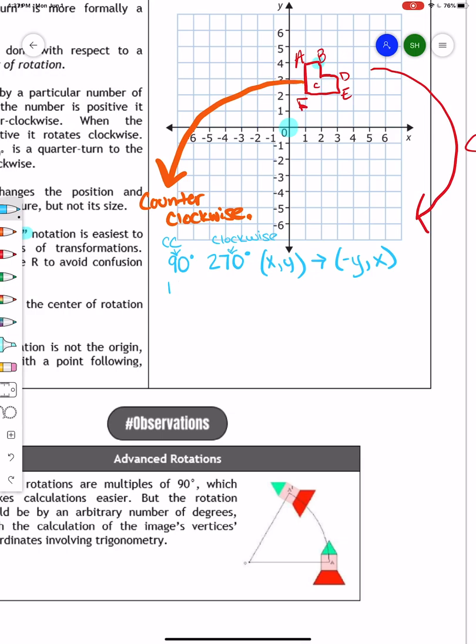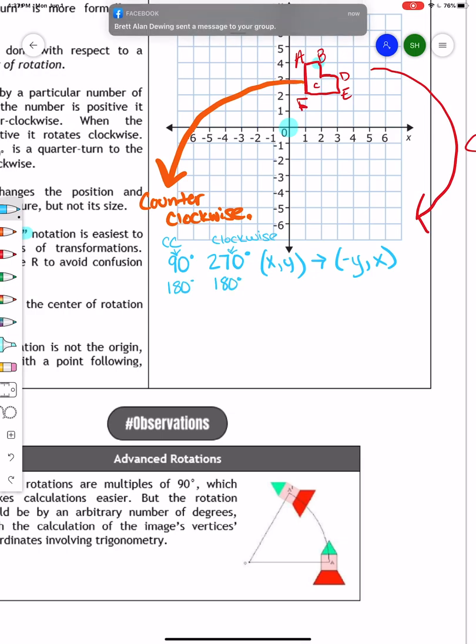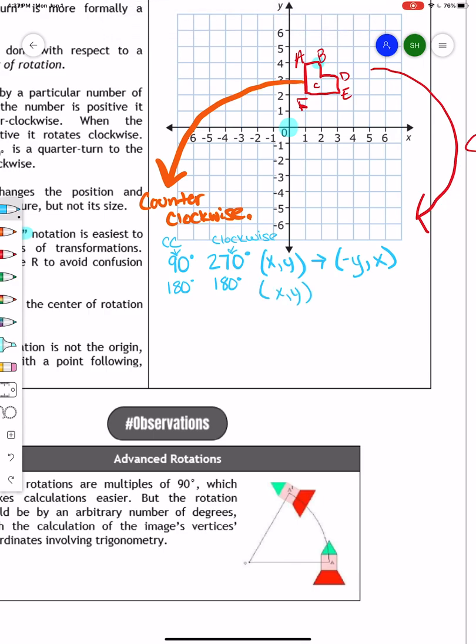When you go 180 degrees in either direction, you have x, y, which will then change into negative x, negative y. And then when you go 270 degrees counterclockwise or 90 degrees clockwise, you have y, negative x. Okay, so keep those things in mind.